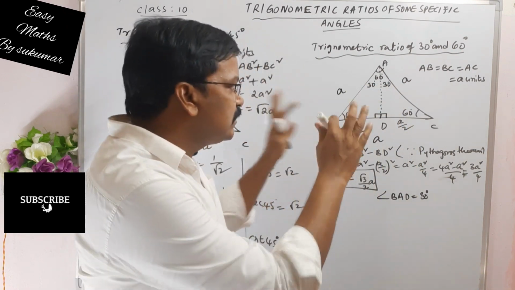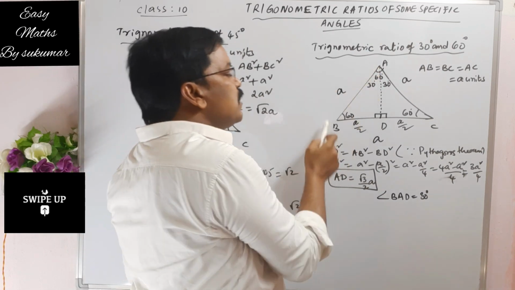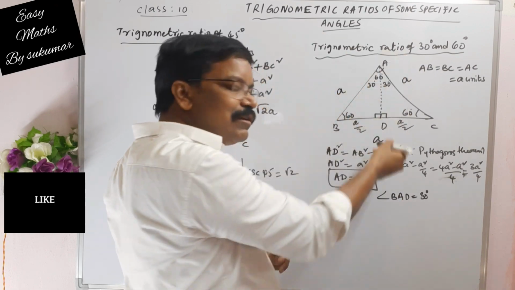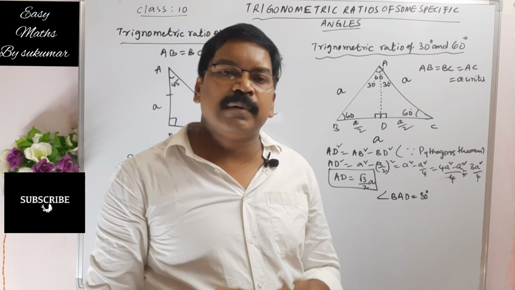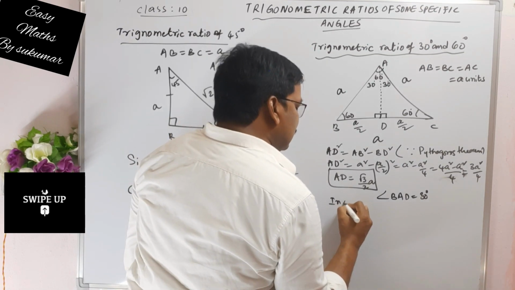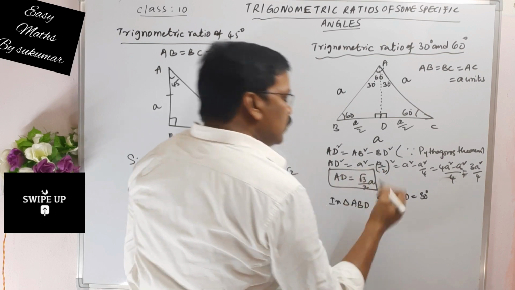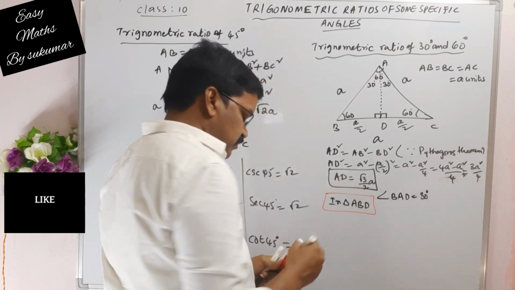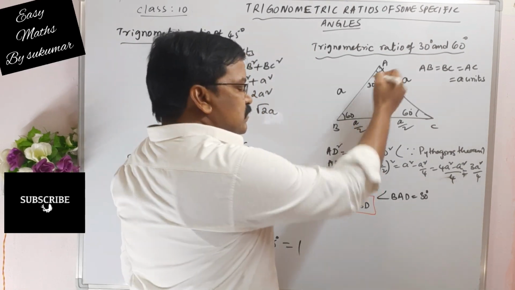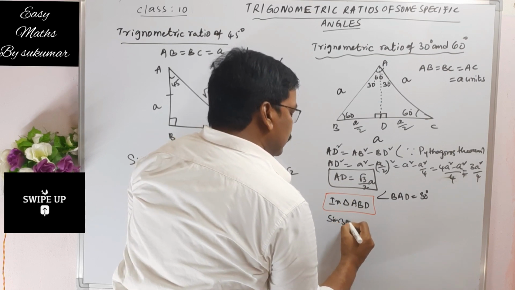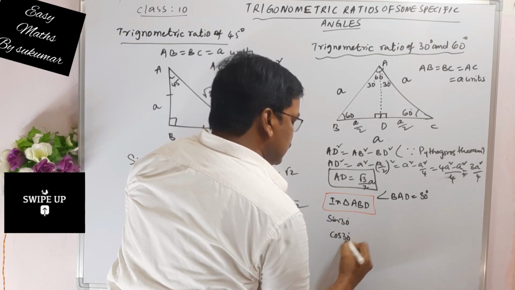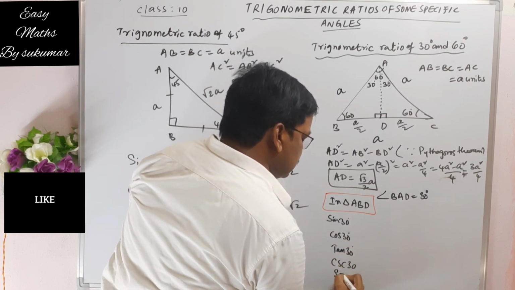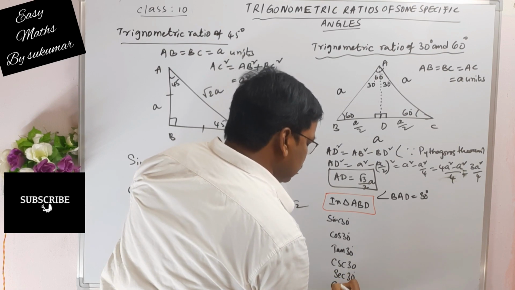Okay, my dear students. So, in this triangle ABD, AB is small a, BD is a by 2 and AD, the length of the altitude, is root 3 by 2 a. Now, we take only the triangle ABD here. Now, it's very simple. Now, we will write sin 30, cos 30, tan 30, cosecant 30, secant 30 and cot 30.